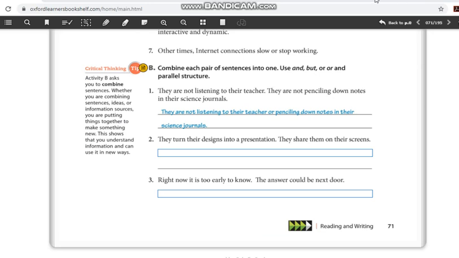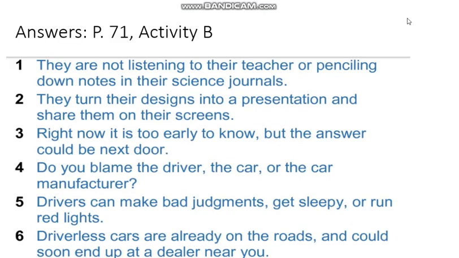Okay guys, go ahead to activity B on page 71. This is just like practice 2. Combine each sentence into one. Use and, but, or, and also make sure that it is parallel structure. Pause the video and then press play when you're ready to see the answers. Okay guys, here are the answers for activity B on page 71.